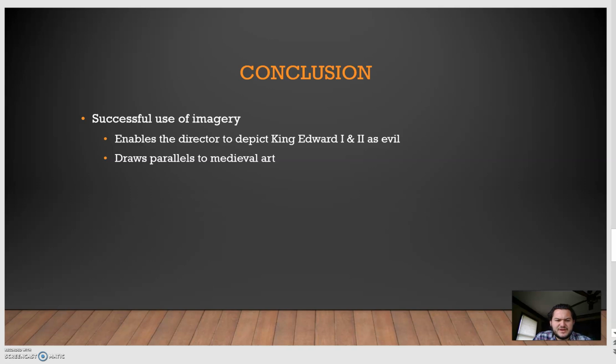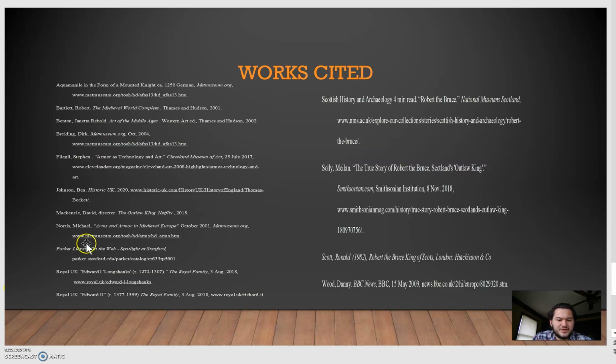The movie also has a lot of parallels to medieval art in the imagery, especially in the fighting and different scenery that you can compare to medieval paintings and such. And overall, it uses a lot of similar angles that medieval paintings would have used, and which I've shown in this presentation. Here are my works cited.